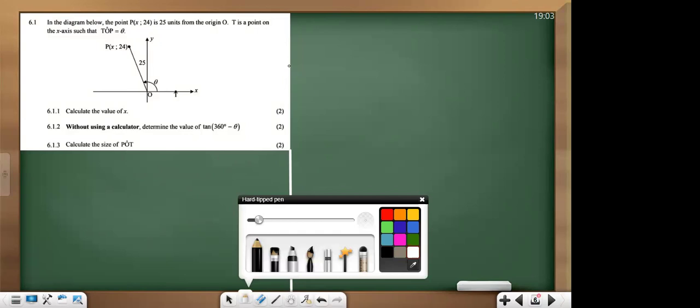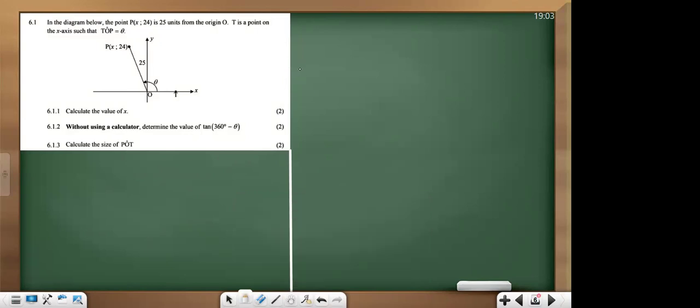The first question: in the diagram below, there is a point P, which is (x, y). Any point is x and y. But in this case, on P, x is unknown, but I know y is 24. And then I also have r, which is 25, from the origin. Each and every center has a radius.